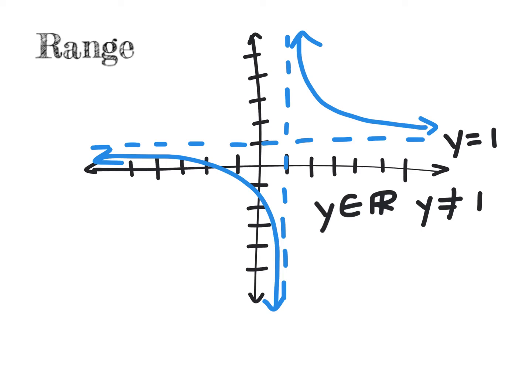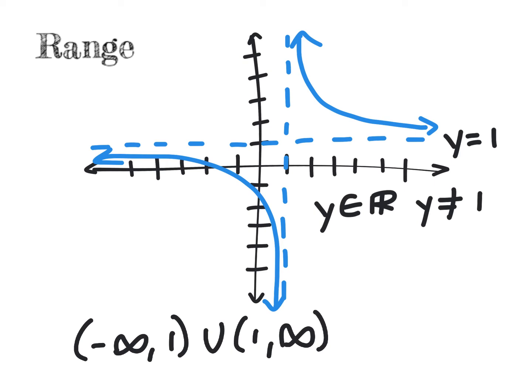We would say the graph exists from negative infinity to 1. There's a disconnect at 1, the y value, and then from 1 to infinity. So always focus on the horizontal asymptote to write your range.